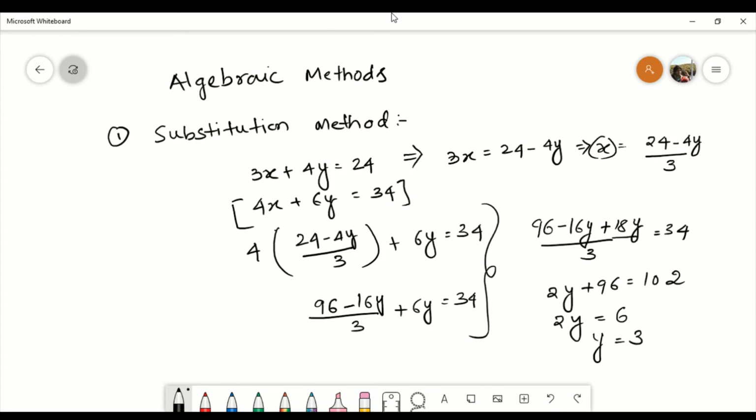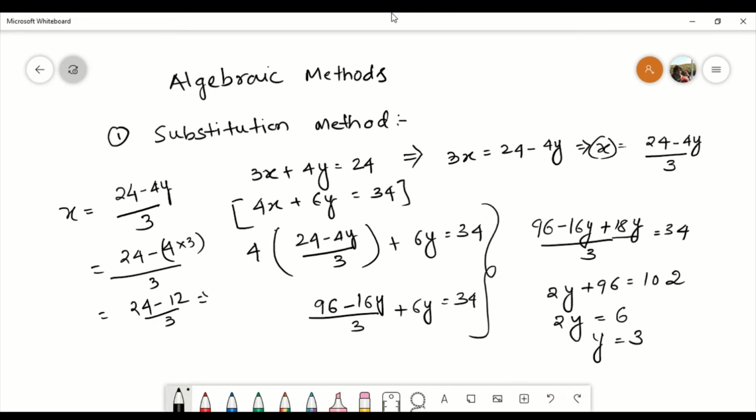So we got the value of y, and now we have to get the value of x. We can get the value of x by putting y in any of these equations, right? That will give us the value of x. Or we can get the value of x from here. We have already deduced that x is (24 minus 4y) by 3, which is (24 minus 4 into 3) by 3, which is (24 minus 12) by 3, which is 12 by 3. So x is equal to 4. So our solution is x equal to 4, y equal to 3.